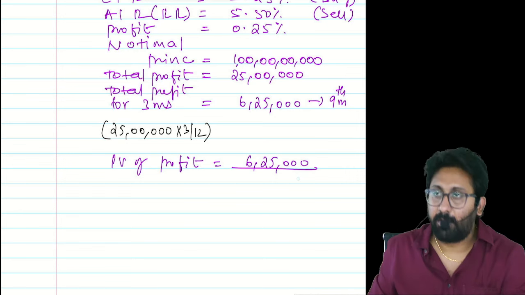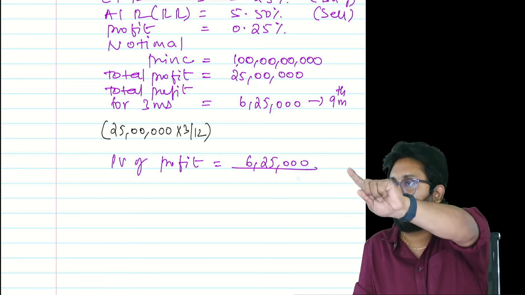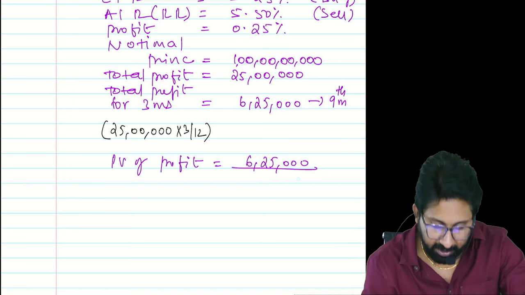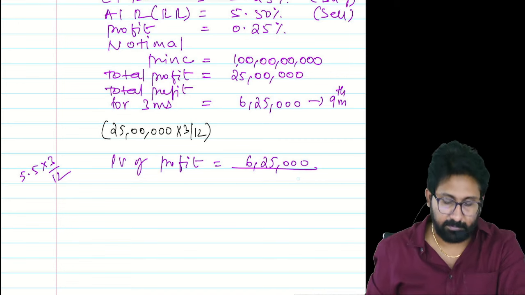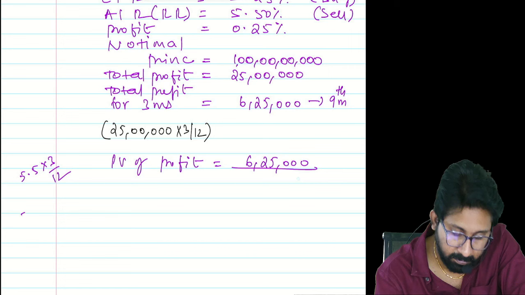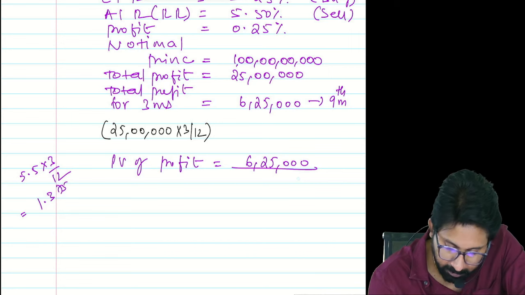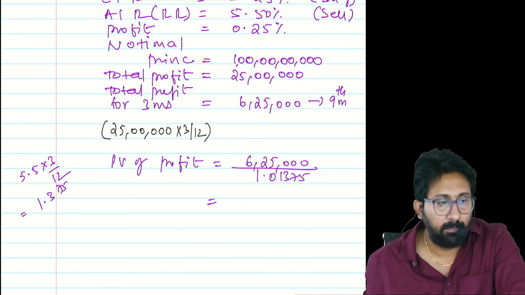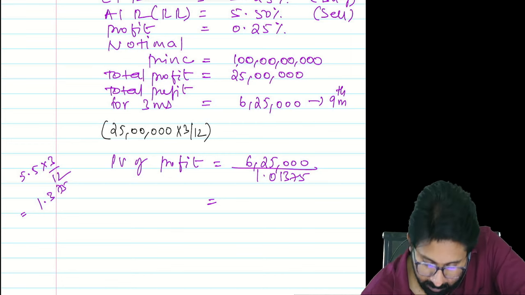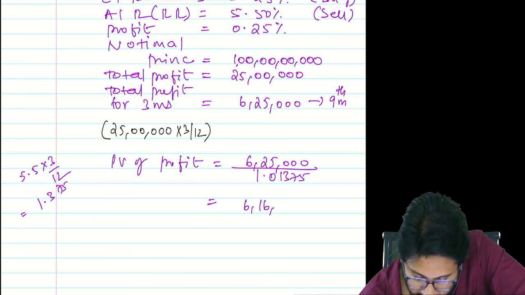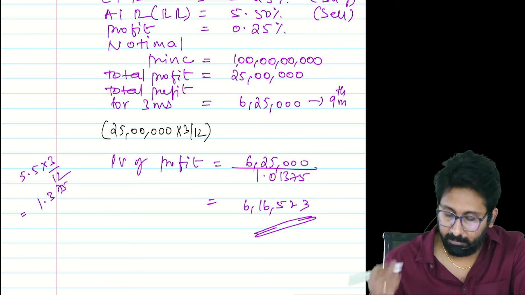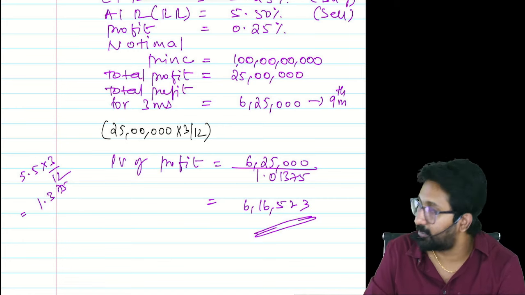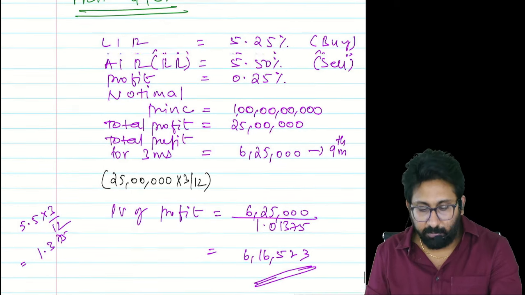6,25,000 divided by, everyone tell me, what is our last rate? 5.5%. Actual rate is how much percent? 5.5 into 3/12. That gives 1.01375. This is the answer: 6,16,523.